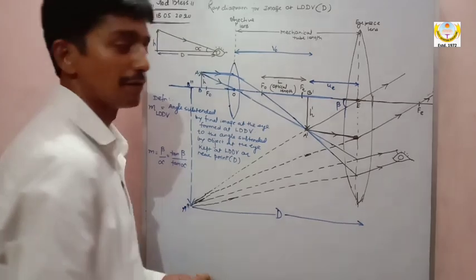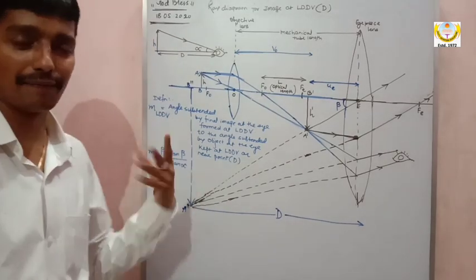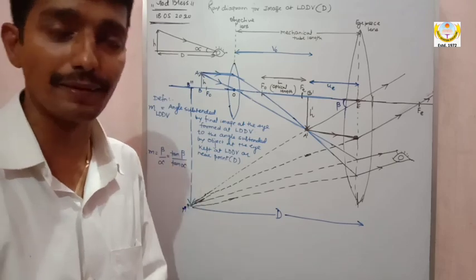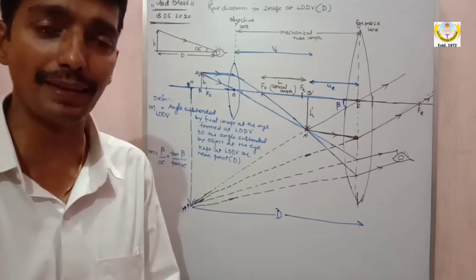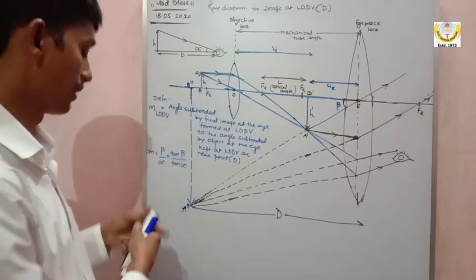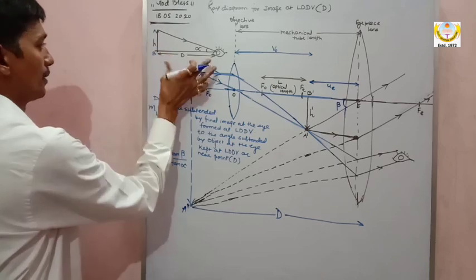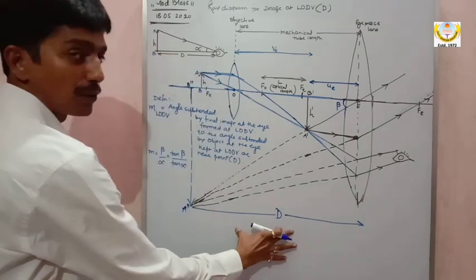For the expression for magnification at LDDV, my dear, you all know the definition is the same as what I have told you in simple microscope, that whenever the image is formed at LDDV, the object is also kept at LDDV. So this is the object, here it is A and it is B. So object is also at LDDV and image is also obtained at LDDV.